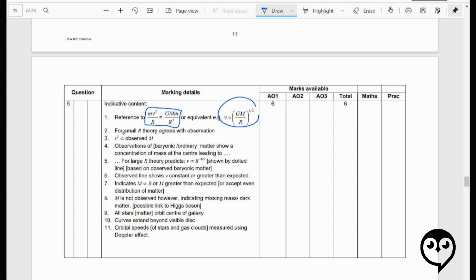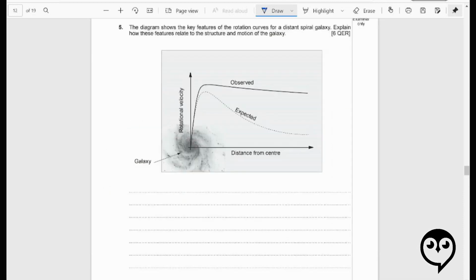You can talk about how for small r, the theory seems to agree. We see on observation that the v squared is proportional to the observed mass. Observations show a concentration of mass in the center. For large r, the theory predicts that v is proportional to the reciprocal root of r. All right, it's inversely proportional to the root of r, as you see here from the dotted line.